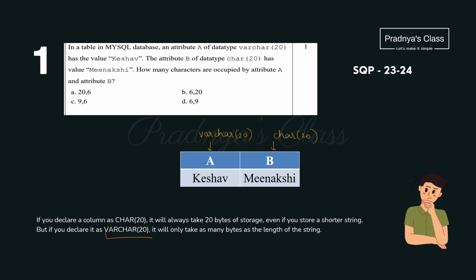We know varchar means variable length string. It takes as many bytes as the length of the string. The length of the string is 6. So attribute A will occupy 6. Whereas in case of CHAR(20) it's a fixed length. The size is 20, meaning the characters occupied by it will be 20. Look at the options. The correct option will be B, 6 and 20.